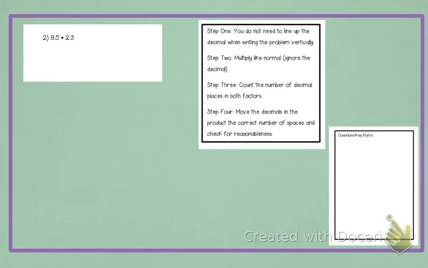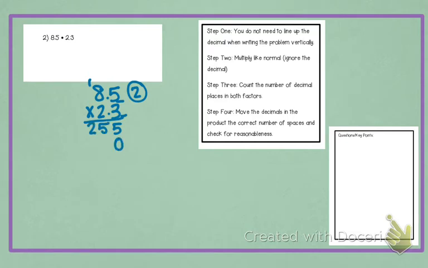Next problem is 8.5 times 2.3. So we write our numbers like normal. And in this case, it just so happens that our decimals line up. I sometimes count my numbers to the right of the decimal, 1, 2, before I start multiplying and save that for later. 5 times 3 is 15, placing your 1 up here. 8 times 3 is 24, plus 1 is 25.